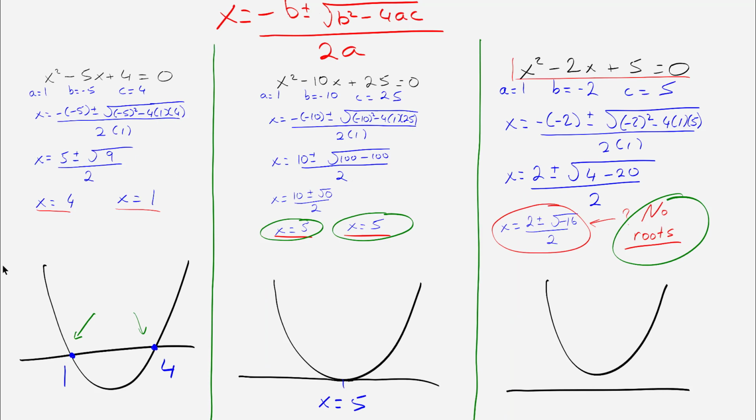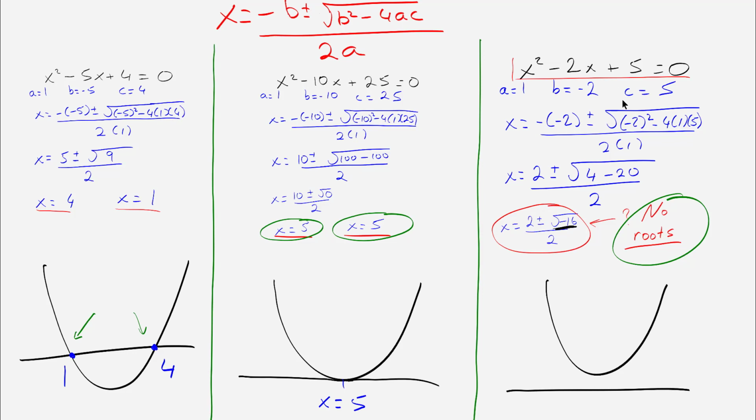Now let's examine this a little bit closer. Why did we get 2 roots here? Why did we only get 1 root here? And why did we get no roots here? Well, it's all got to do with what was underneath the square root. Remember, we got no roots in the example on the right because we had the square root of minus 16. And you cannot get a square root of a negative.